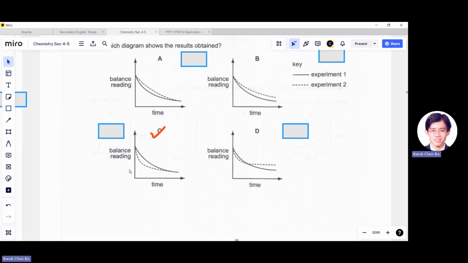Steeper means harder to climb up. Can you imagine? Compare this slope versus this slope. This slope is harder to climb up, so it's steeper. But shouldn't the bottom one be harder to climb up? Experiment 2. Yeah, that's why. So this is experiment 2. Oh, yeah, so it's correct. So there goes your marks. Okay, 2 marks gone.